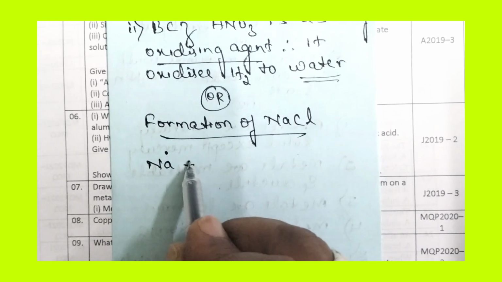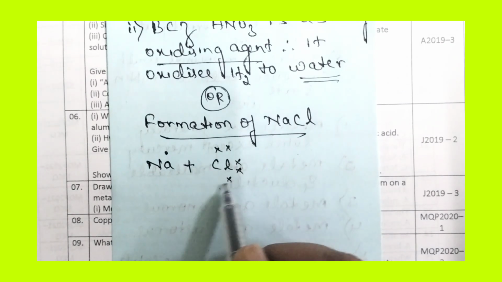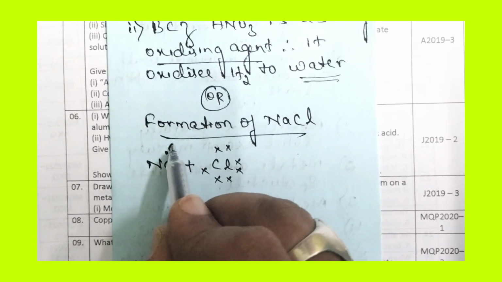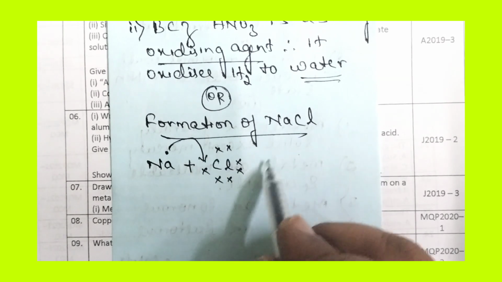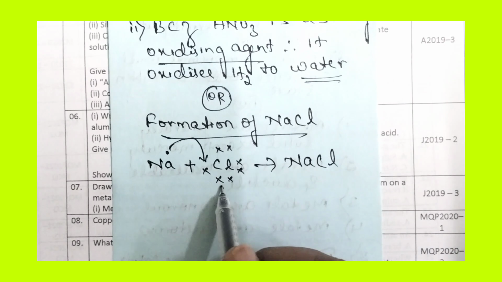Next, chlorine, it has Cl 1 2 3 4 5 6 7. So sodium, which is a metal, donates 1 electron to chlorine. So chlorine will receive 1 electron and it will become NaCl.